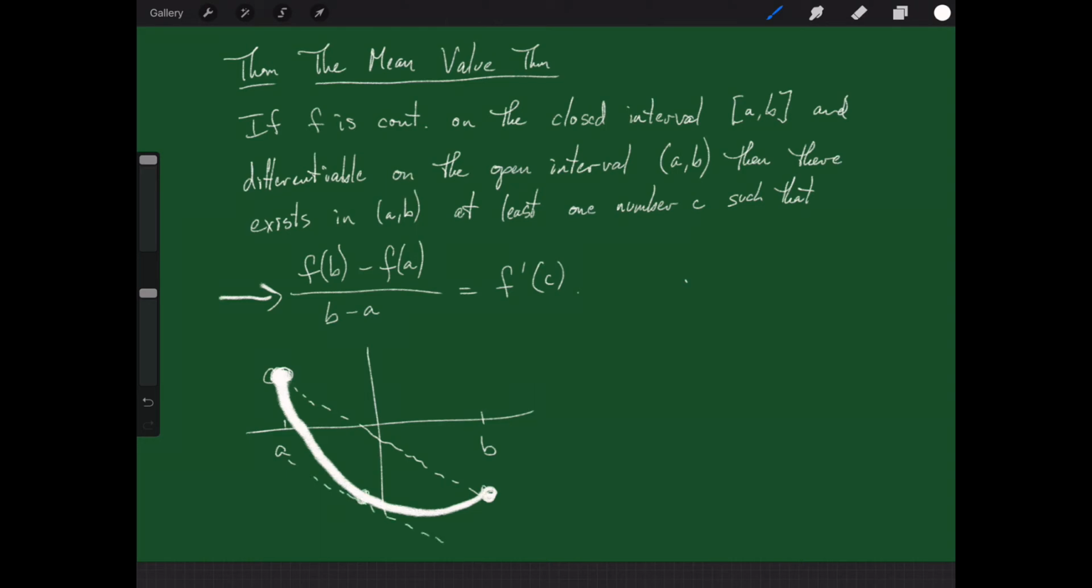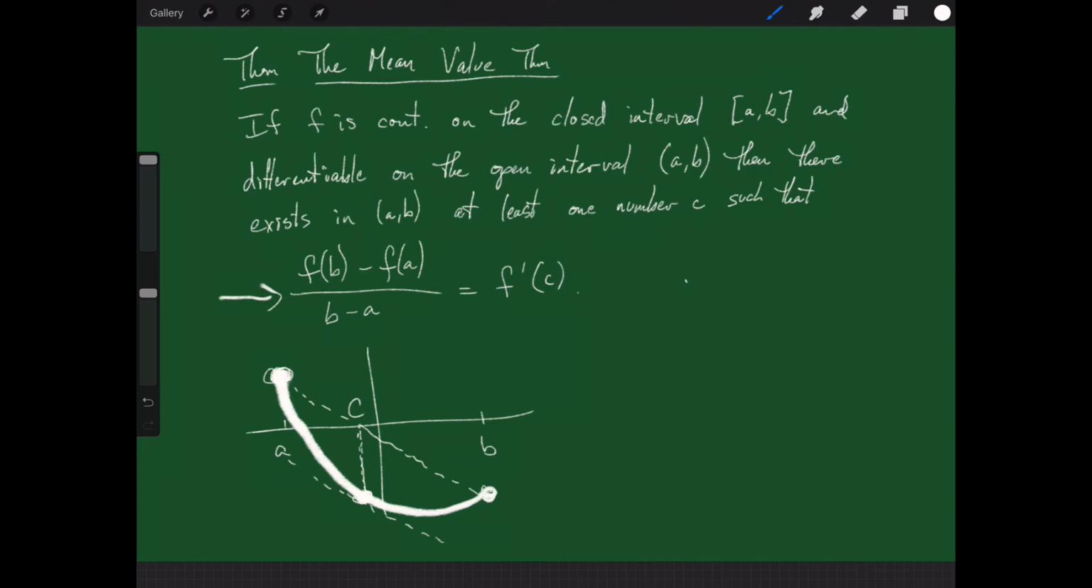is equal to the slope of the secant line. So maybe this is our point c, where the slope of the function is the same as the slope of the secant line. That's what the mean value theorem says: if you have this nice continuous differentiable function, then there's a slope between the endpoints, and somewhere between those two endpoints there's another point where the slope of the function is the same as the slope of that secant line.